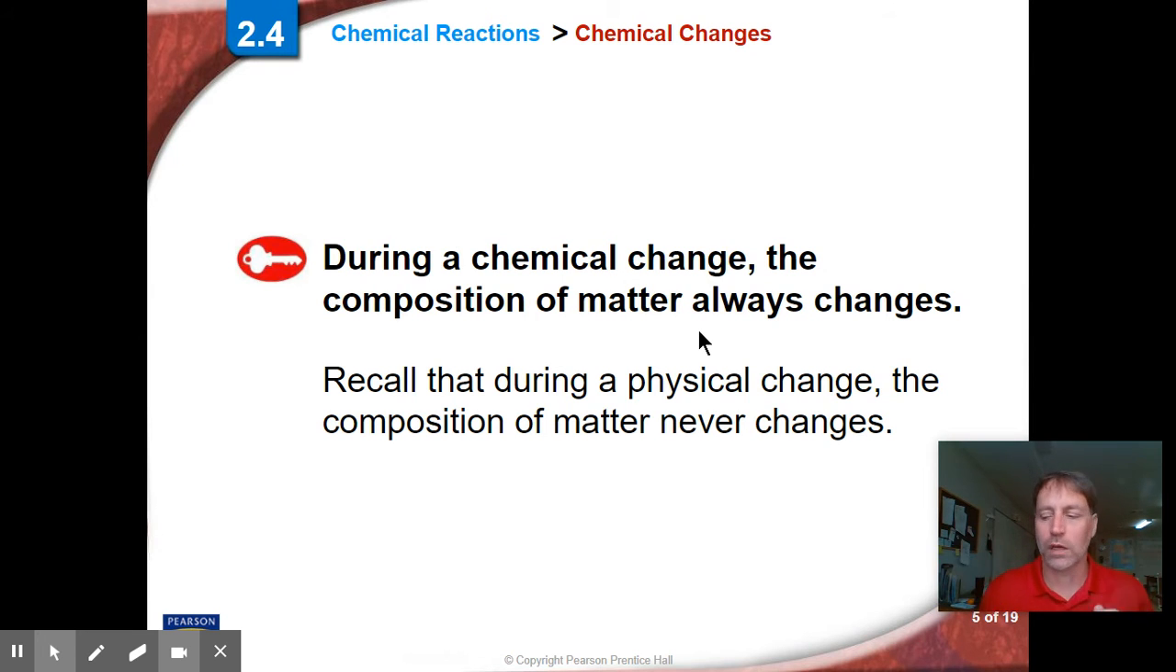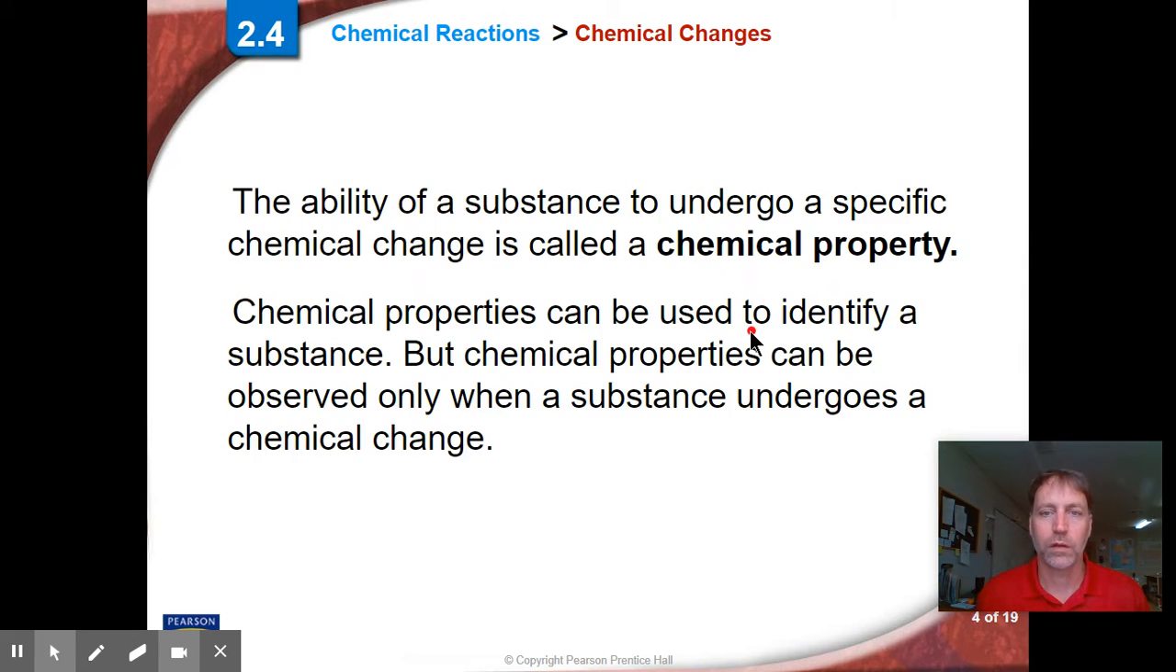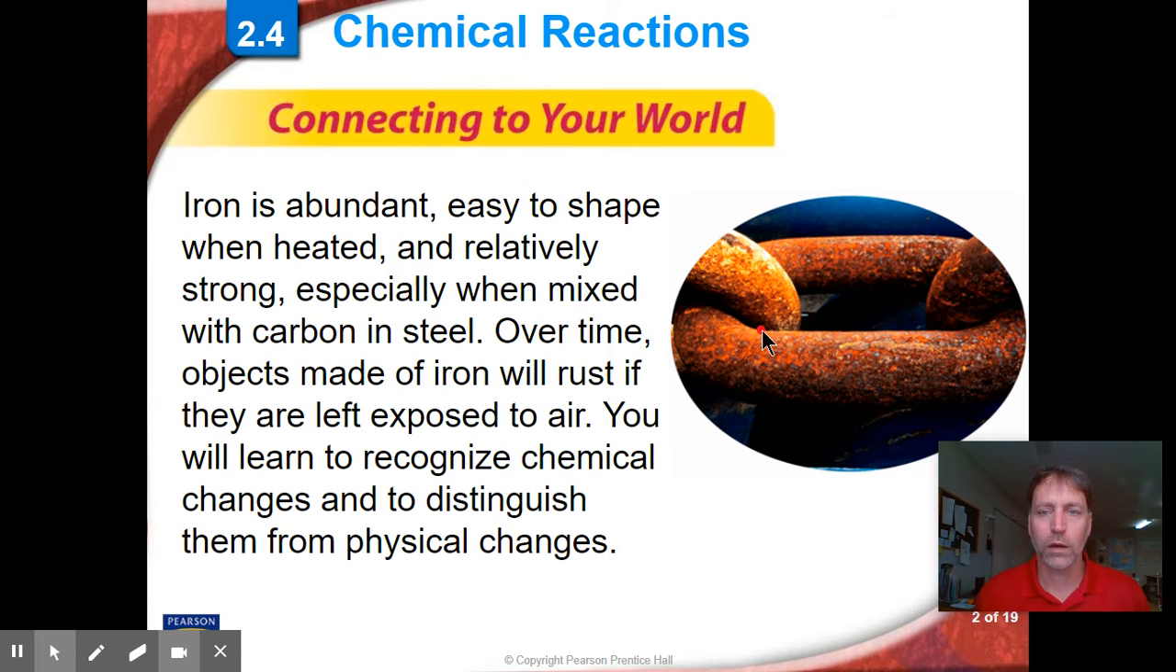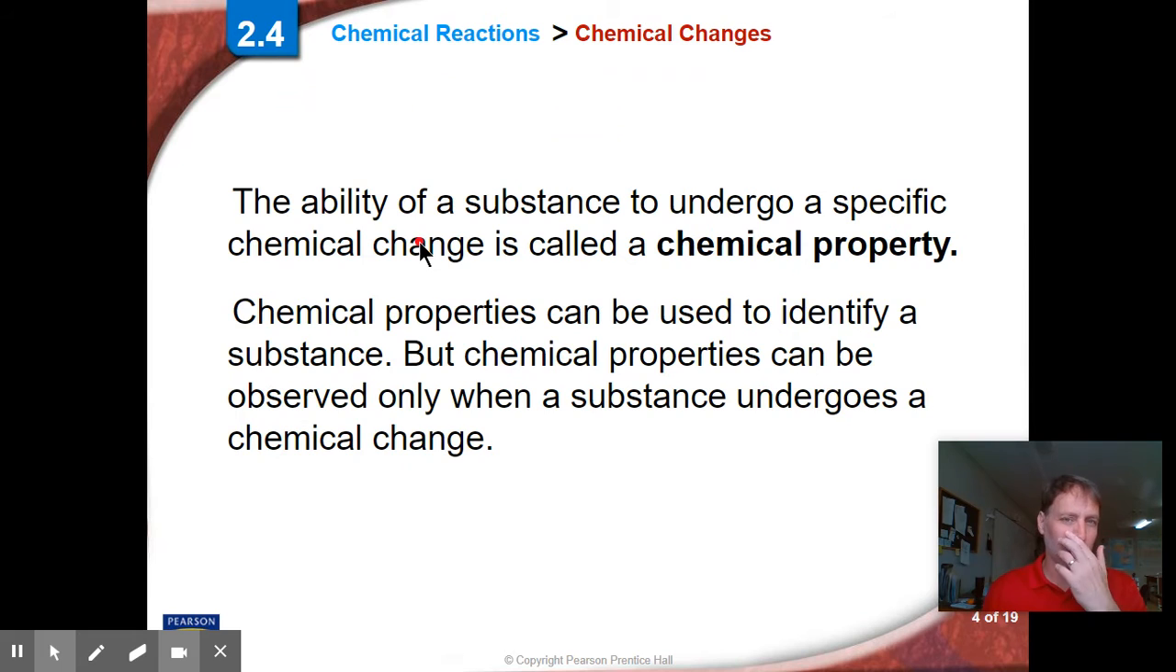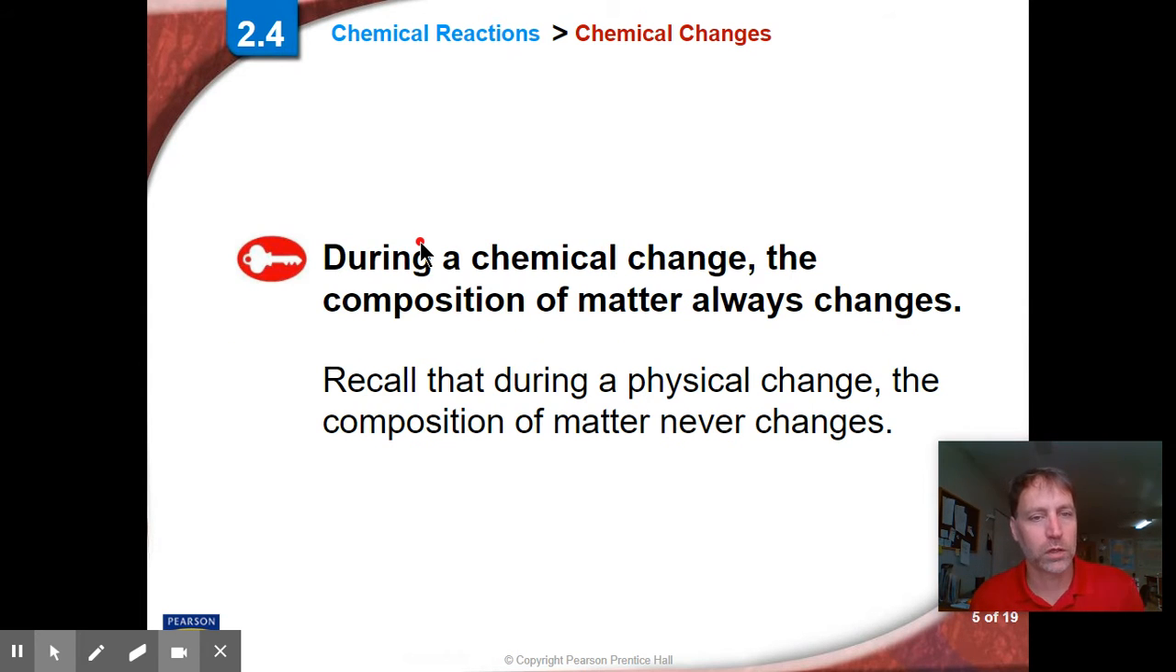But in a chemical change, like the rust, like that steel chain right there, it's made of carbon and iron. That iron has reacted with the oxygen in the air and has changed forever. So that's one thing you need to know. Chemical property, chemical change: the matter changes. In a physical change, the matter doesn't change.